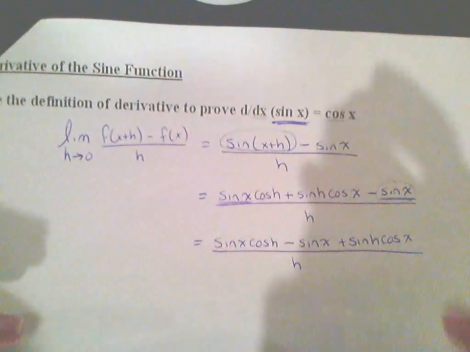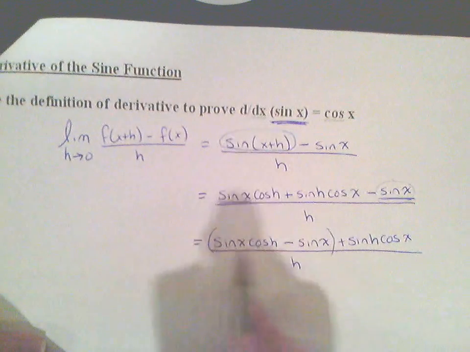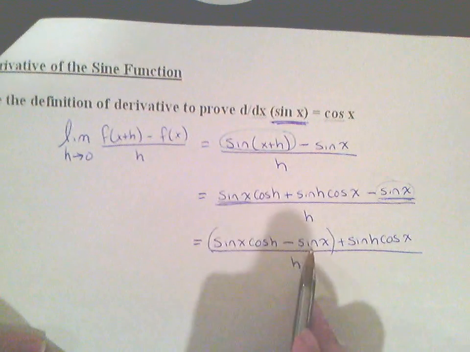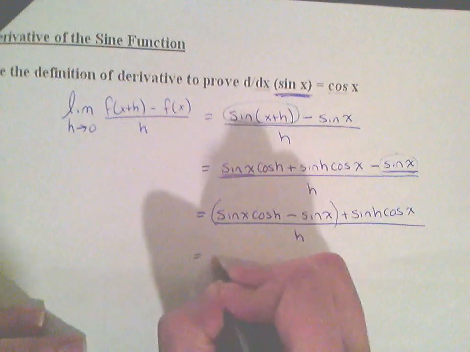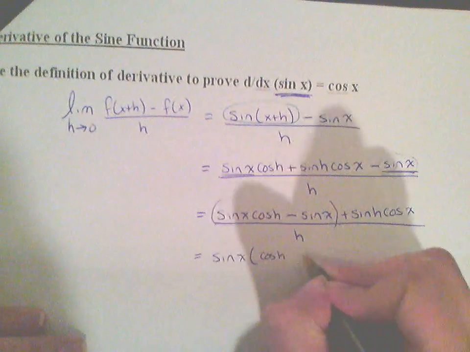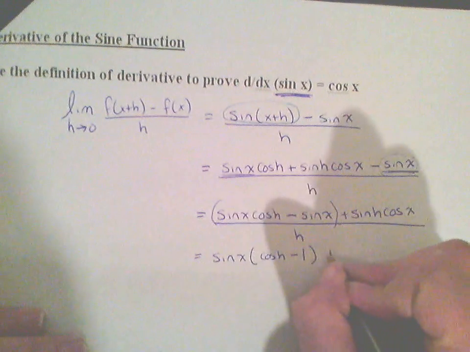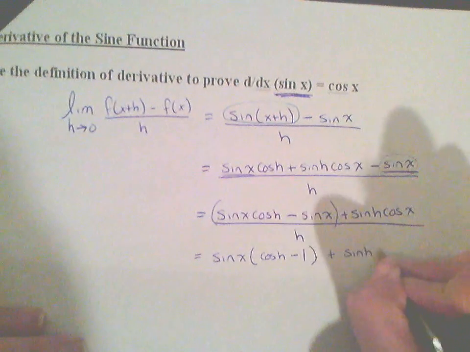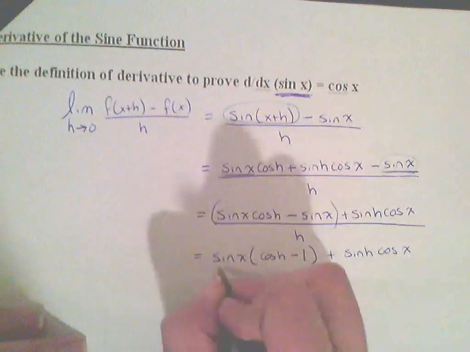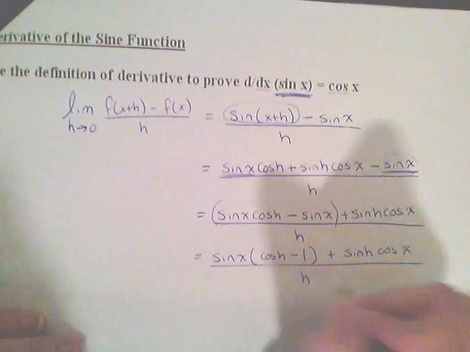So basically what this allows me to do is separate these two, and look what I can do here. They both have a sine of x in common, so I can pull out a sine of x, and what I'm left with is cosine of h minus 1, plus sine of h cosine of x. And all of that is over h.